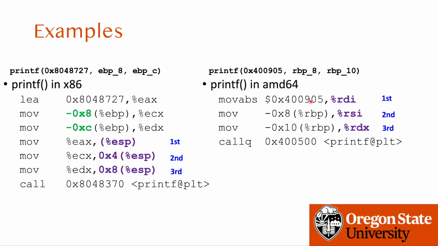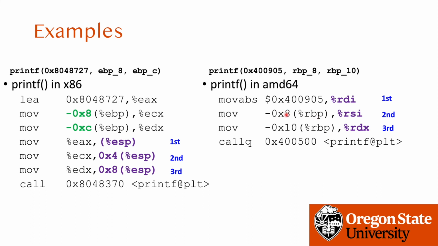So the first argument is passed using the RDI register, so we directly put the address of the first argument into RDI, and then the second argument, the variable RBP-8, to RSI, and then the third argument RBP-10 to RDX. So this looks much simpler, right? In AMD64, because we have 8 more registers, we can use these registers for passing arguments, and it's faster because it does not involve any memory access.